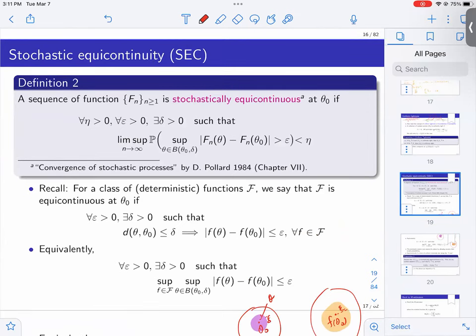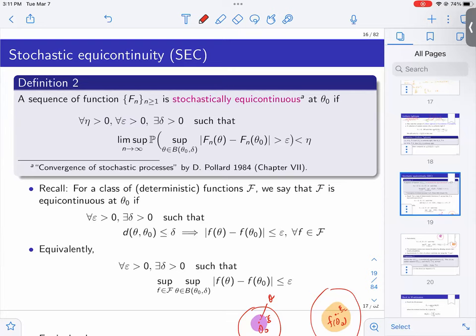Yeah. So it sounds like the uniform version, but it seems more pointwise, right? No, it's uniform across the class of functions. That's the idea, not in the domain. So you have two dimensions, theta and then f. It's uniform across f versus uniform across theta. It's at the point theta naught, but uniform across the functions.